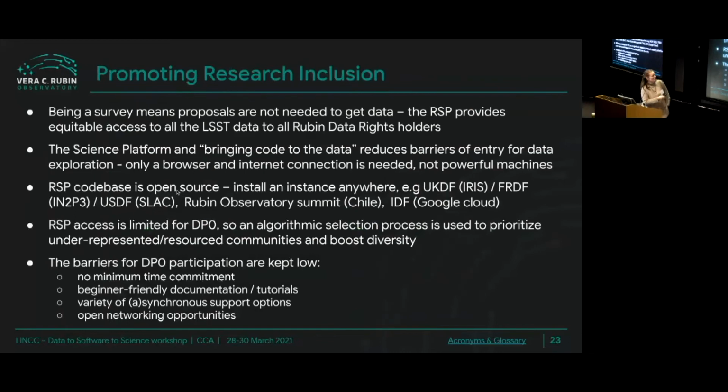And finally, I was asked to highlight some aspects of research inclusion in the Science Platform. Obviously, with LSST being a survey, there are no proposals needed to get the data. So the RSP provides equitable access to all data products to the whole community. You don't have to go through long, lengthy proposals to get access to data. The concept of bringing the code to the data reduces barriers to entry. All you need is your laptop and a good internet connection. Every single one of you here now could connect to the Science Platform. You don't need access to a powerful computer center, and you don't need to buy these resources. This makes the barrier to entry much lower for people.